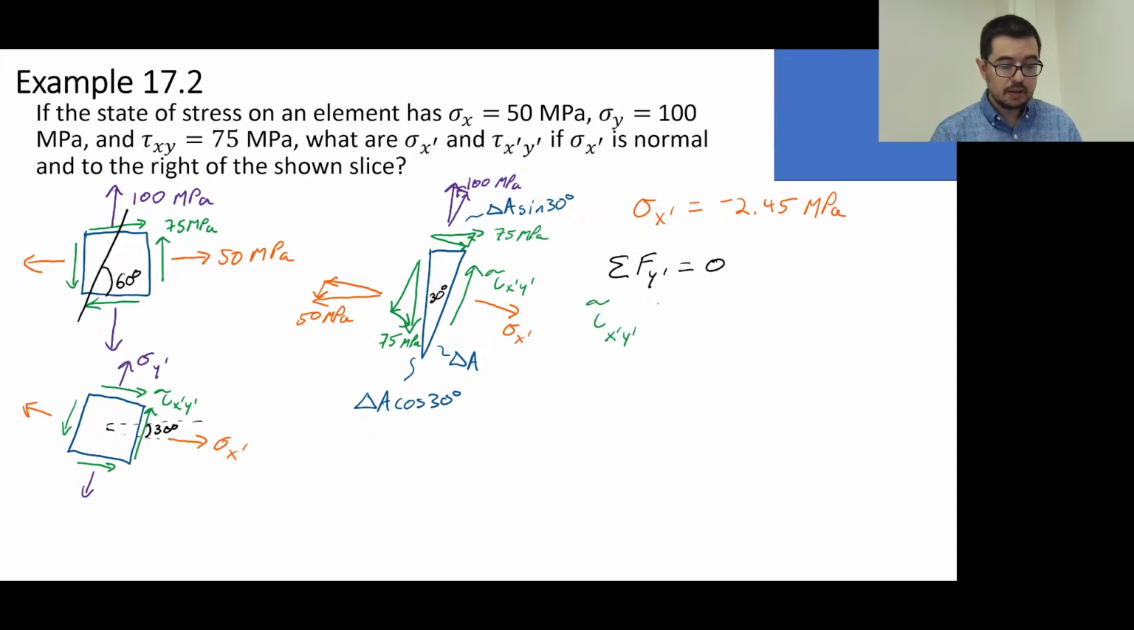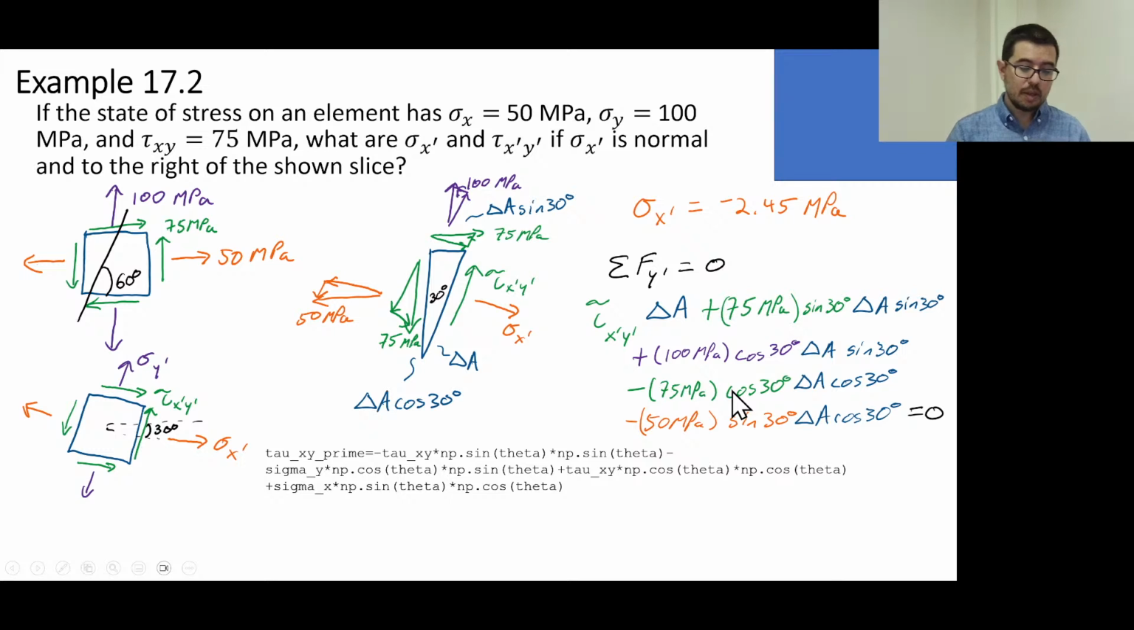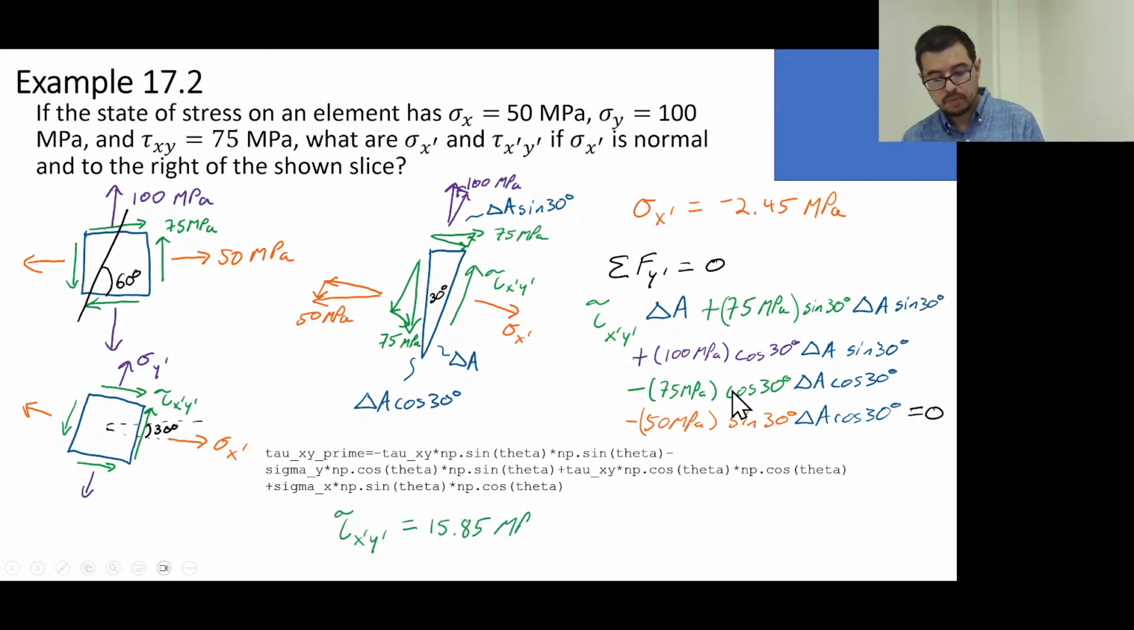All right, and then similarly, we can do it in the y prime direction, and we can solve for tau x prime y prime. And in this case, again, we have these 4 terms that we are going to use in conjunction with the tau x prime y prime times delta A, and we do equilibrium, and we get the following.